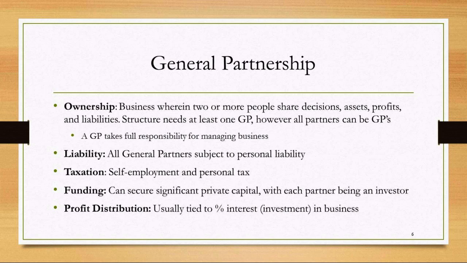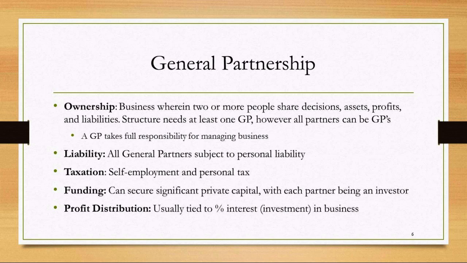Moving on to slide number 6, we have the general partnership. The ownership model of this particular structure is a business wherein 2 or more people share decisions, assets, profits, and liabilities. This particular structure needs at least one general partner. However, all partners can be general partners in this type of arrangement. Basically, the difference between a general partner and a limited partner is that a GP takes full responsibility for managing the business and is subject to personal liability.